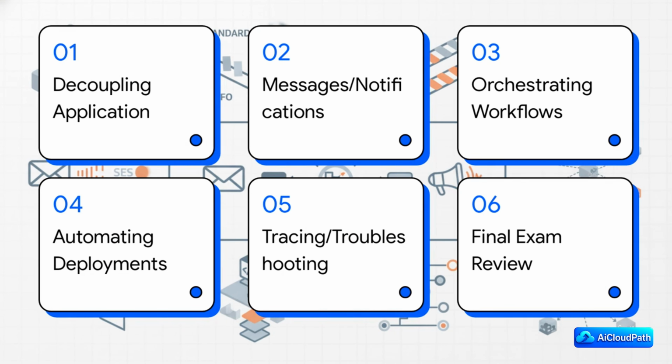So, here's our game plan. We're going to start with decoupling, then jump over to sending messages and notifications. After that, we'll tackle orchestrating workflows, automating deployments, and then tracing and troubleshooting. And don't worry, we'll wrap it all up with a super quick final review to make sure it all sticks.